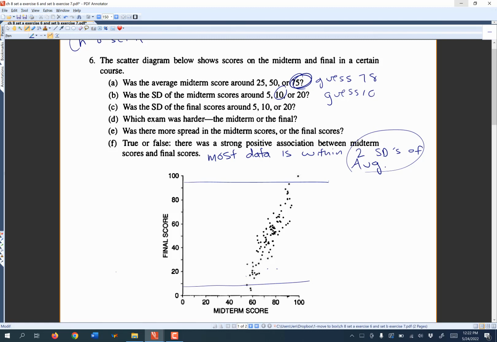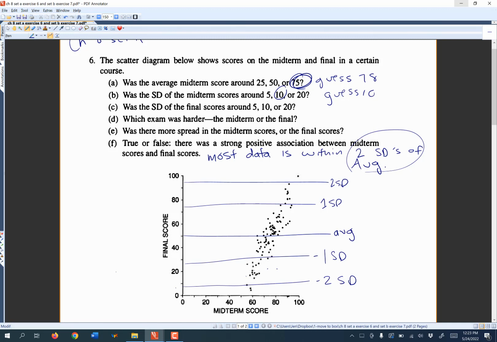So that's my top and bottom. Kind of eyeball to say that's my average. Here's 1 standard deviation. Here's another standard deviation. So this is my average. This is 1 standard deviation, 2 standard deviations, minus 1 standard deviation, and minus 2 standard deviations. Okay, so let's see what my spread is.